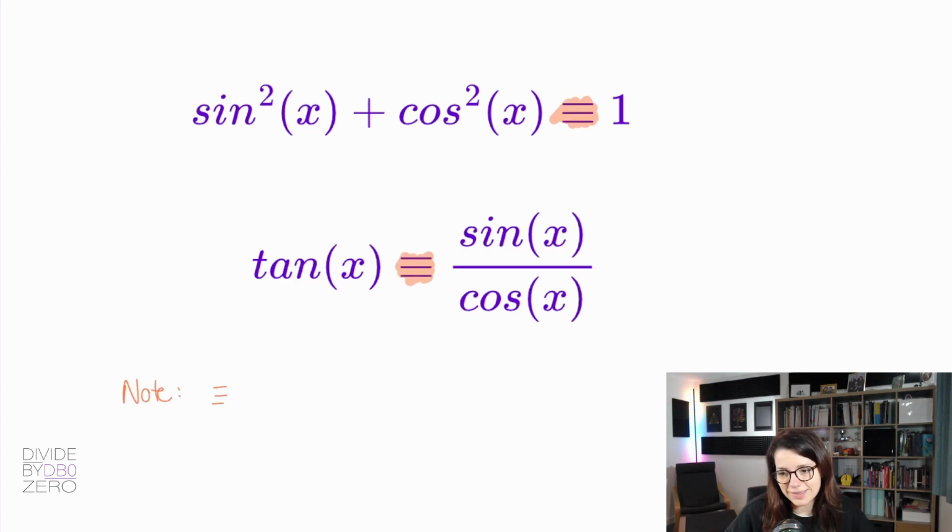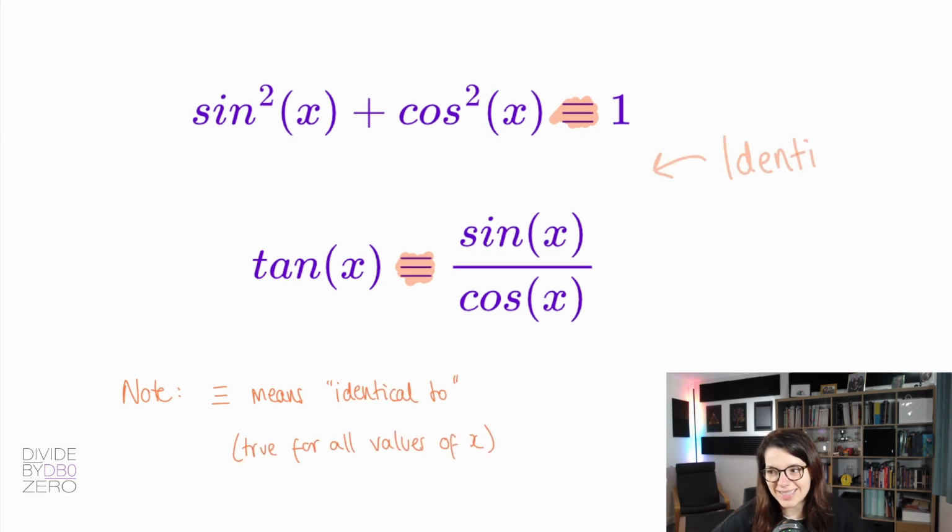The three lines mean identical to. So that means these statements are true for all values of x. And that's why we call these things identities rather than equations. That's just background information. Let's get into some examples.